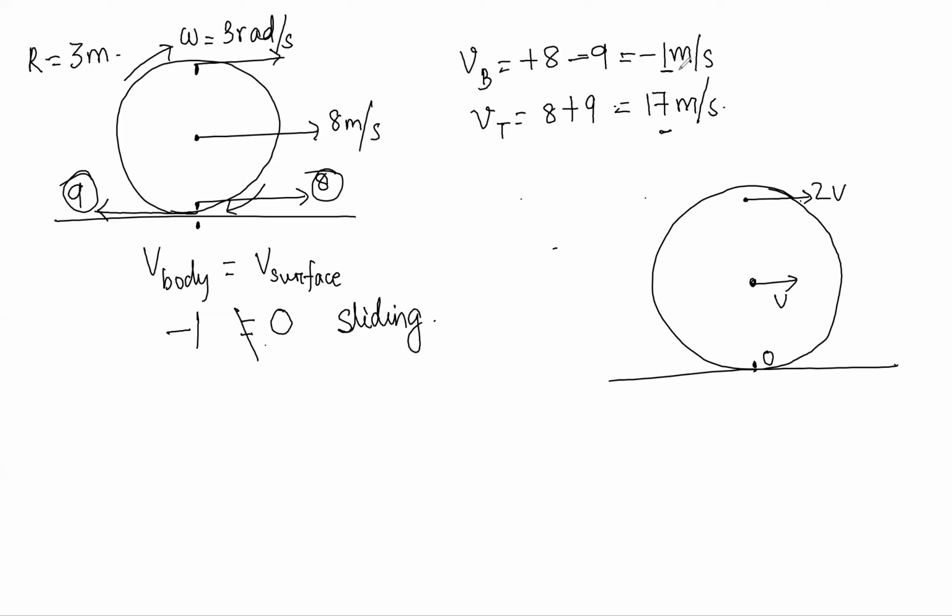So basically, whenever something is sliding on a surface, or it is moving like this, the velocity of the body is not the same as the surface. Okay? Condition: sliding, the surface, the object is sliding.